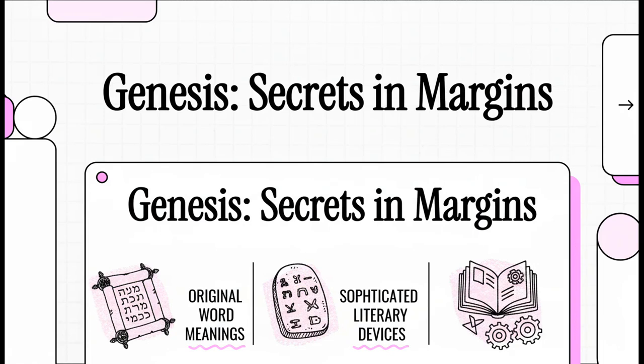All right, so today we're cracking open one of the most influential books ever written, Genesis. But we're not going to read it the way you might be used to. Think of it like a treasure hunt, except the map isn't in the main story. It's hidden right there in the margins.